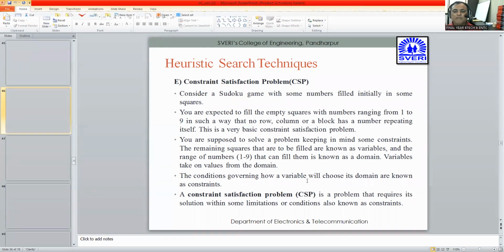Now you're supposed to solve the problem keeping in mind that some constraints are there. You have to fill a variable, and the range of the numbers is just 1 to n. The variable takes on values from the domain. The conditions governing how the variable will be chosen, its domain, are known as the constraints. Hence, a problem that requires its solution within some limitations or conditions is called a constraint satisfaction problem.